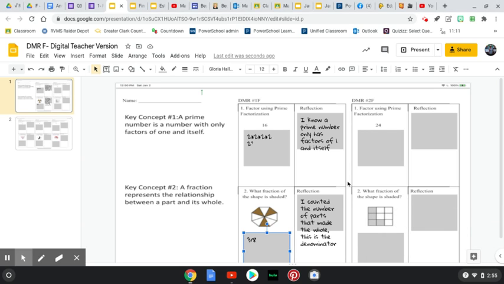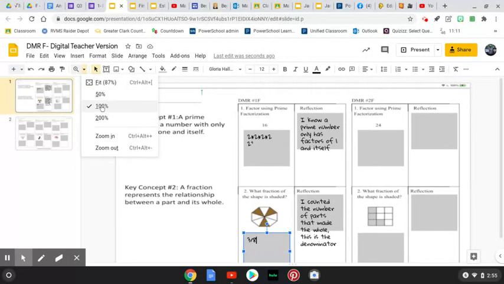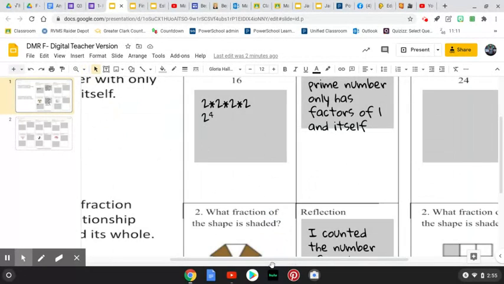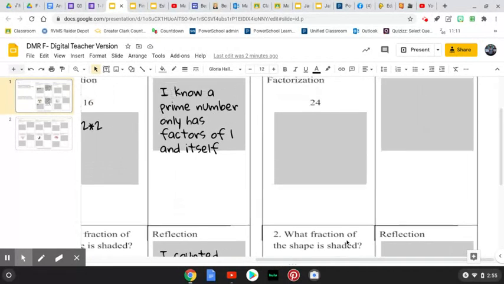We are doing DMR F number 2. I have reverted to go into the computer so that you guys can see how to type these prime factorizations. You should have completed yesterday's DMR 1, and so we are working on DMR 2. I'm going to make it bigger so that I can see it a little easier.